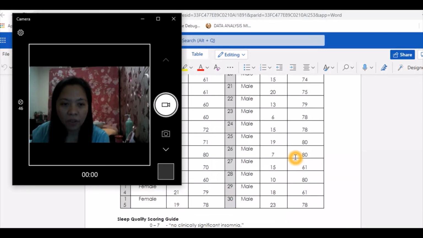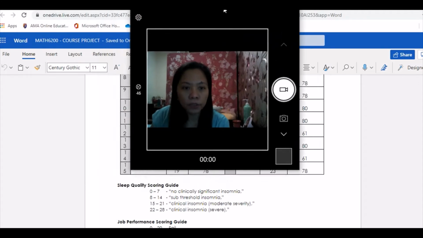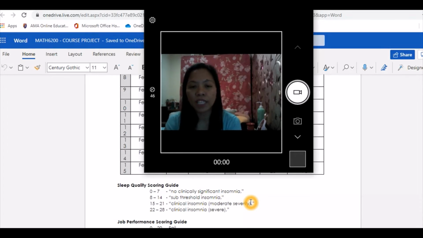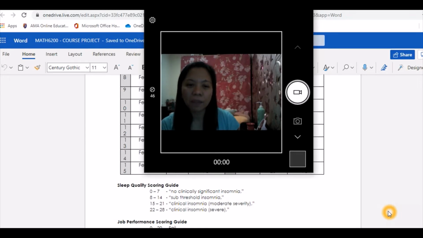Along with that, there is also a sleep quality scoring guide. In here you will see 0 to 7. It means there is no clinically significant insomnia. 8 to 14, subthreshold insomnia. 15 to 21, clinical insomnia of moderate severity. And 20 to 28, clinical insomnia, severe.